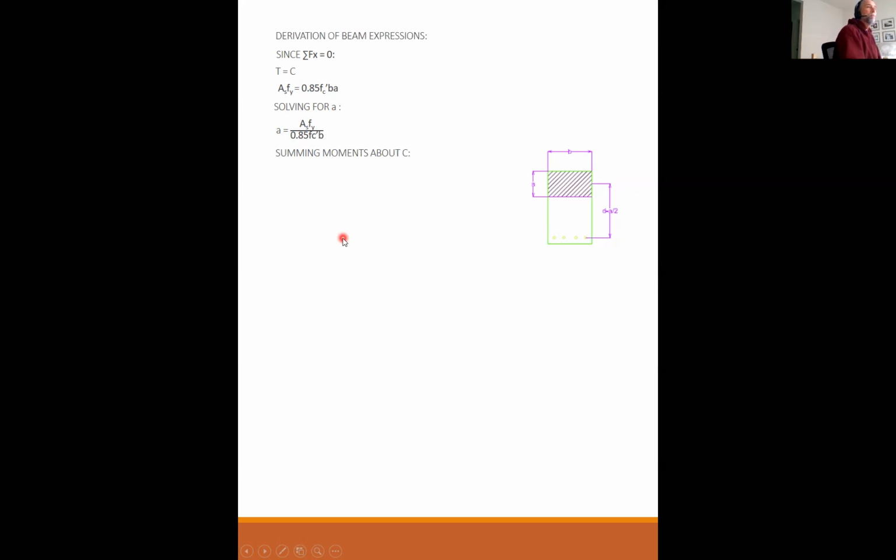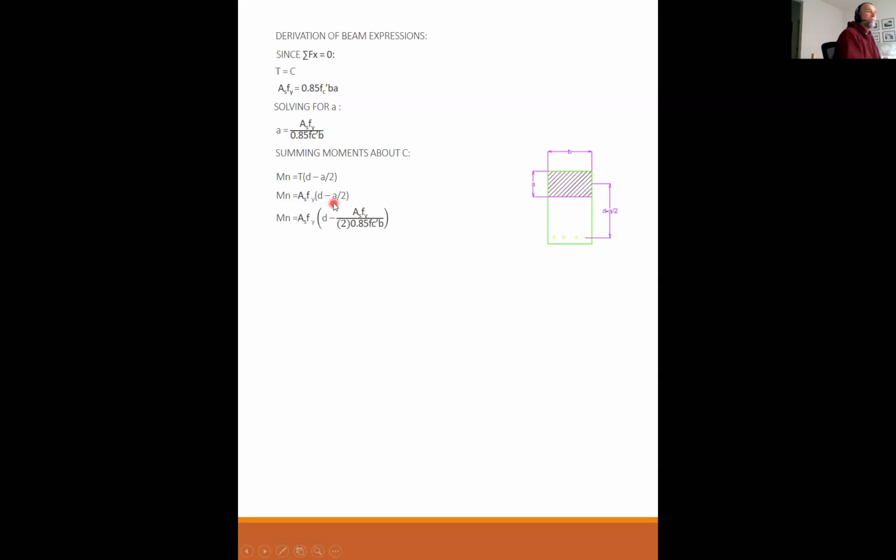If we sum moments about C, remember the resultant C is at the centroid of the compression block. So if I sum moments about C, then my nominal capacity is T times the moment arm. The moment arm is d minus this little part right here, a over 2. So the moment arm of the steel to the compression is d minus a over 2. Substituting T as AsFy, the nominal capacity is AsFy times d minus a over 2.